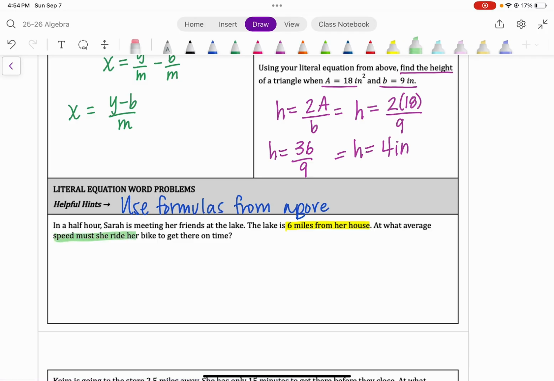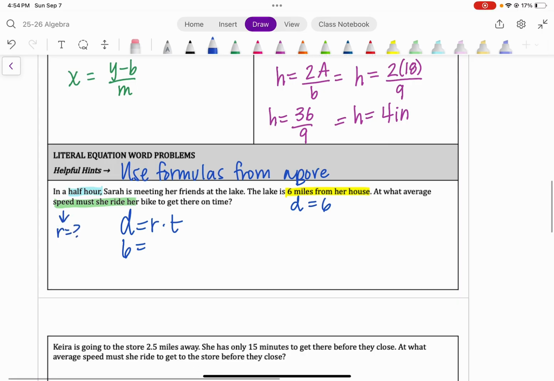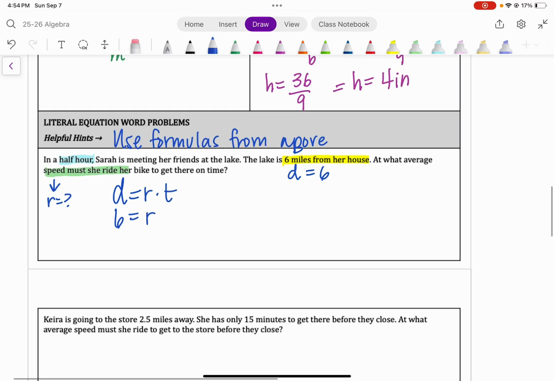So we're looking at 3 things. I'm going to use this distance equals rate times time formula. And the distance I know is 6 miles. Whoops, let's put a 6 where the D is. And speed, that's my rate. And I don't know what it is yet. So I'm going to put an R there.